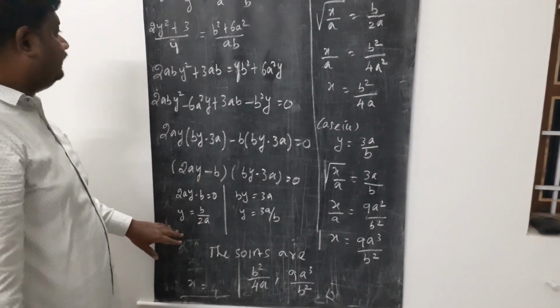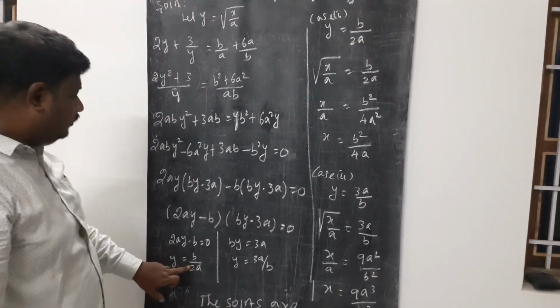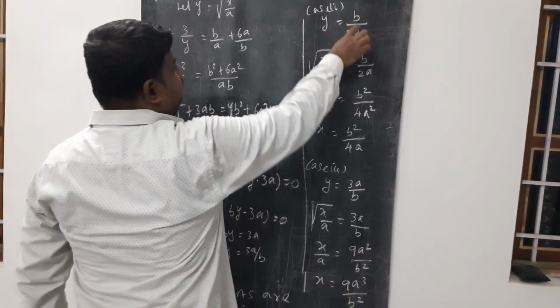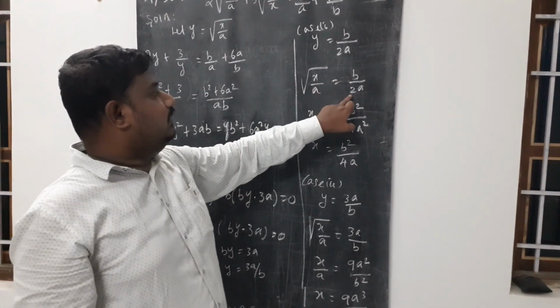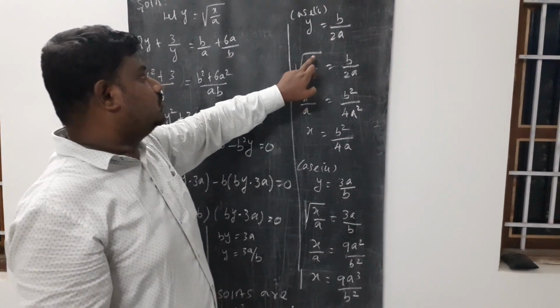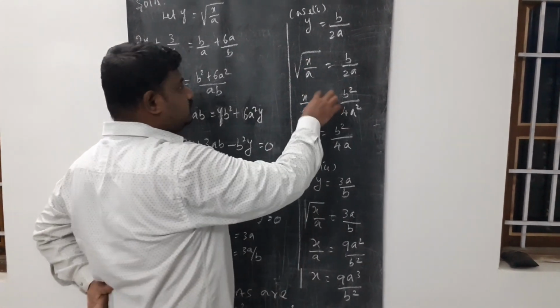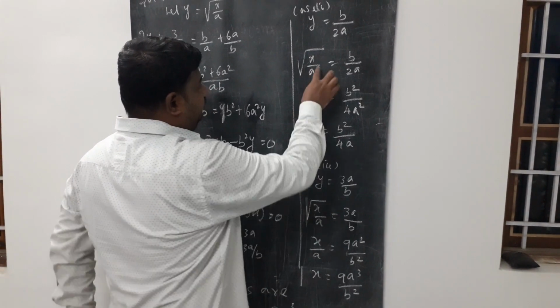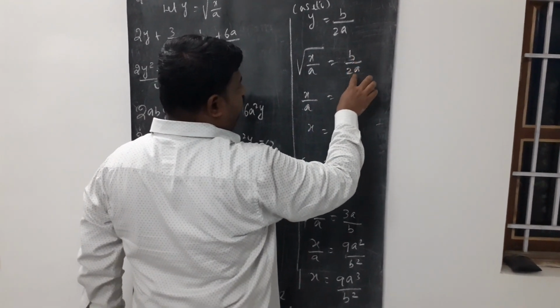First, I take y is equal to square root of x by a, and substitute y is equal to b by 2a. Therefore square root of x by a is equal to b by 2a. First I remove the square root, so I take square on both sides. Square root and square cancel. We get x by a is equal to b square by 4a square.